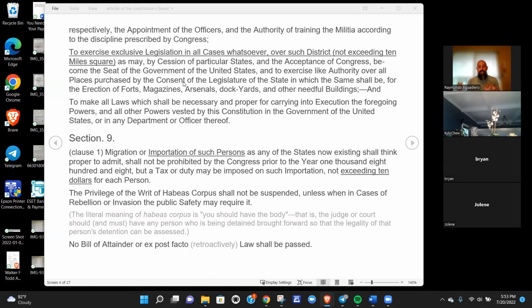So what they're saying here is that the states can manage the importation of persons. That's different than people. We're not saying importation of people. Of such persons. Right. It's like they talked about it prior to, but what such persons? Yeah, and it's capital P. Yeah, it's a proper noun. Yeah.